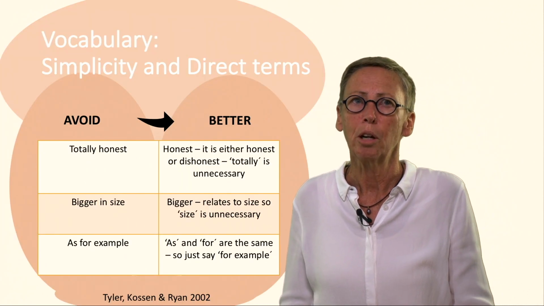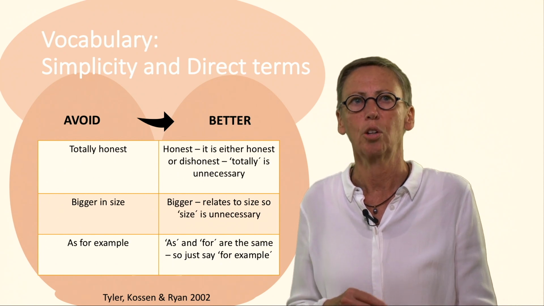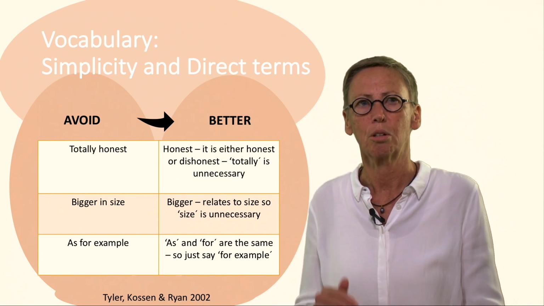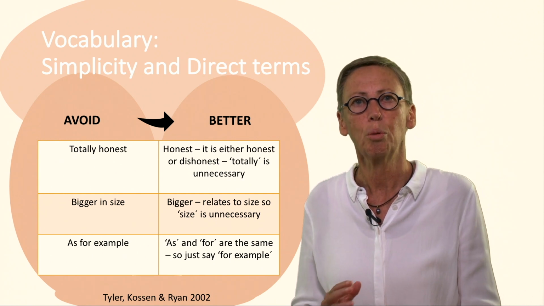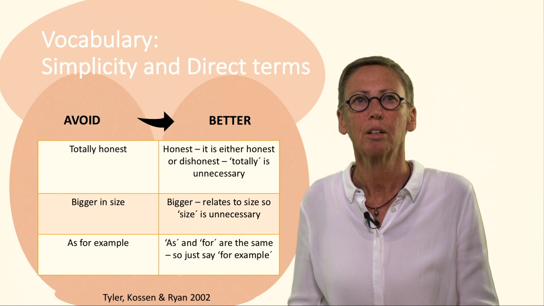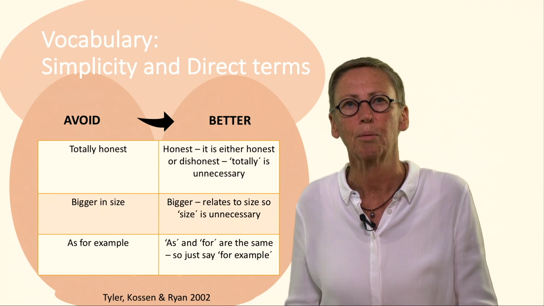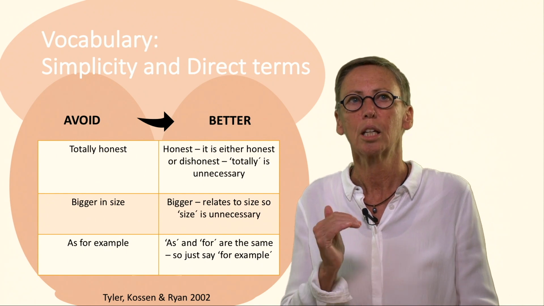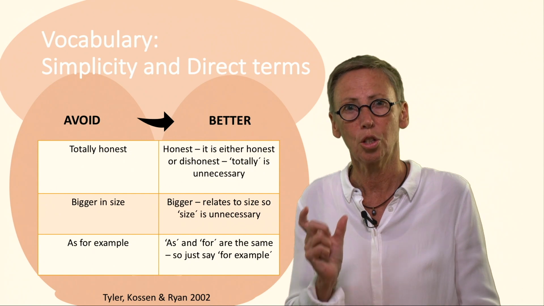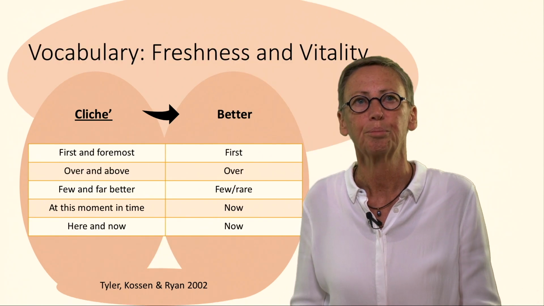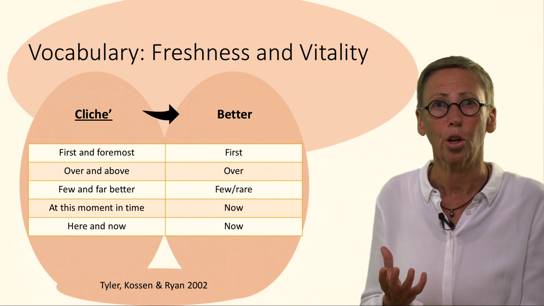Keep your vocabulary very simple. Use direct terms. We don't need to say totally honest. It's either honest or dishonest. Bigger in size, bigger is a size. So we can just say bigger, larger. As for example, we can just say for example. So be direct. Consider what you're writing in. You don't need to use long sentences. You can use short sentences. Keep a freshness and a vitality to your work.